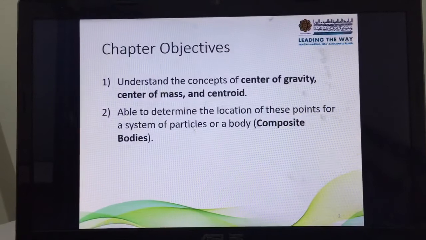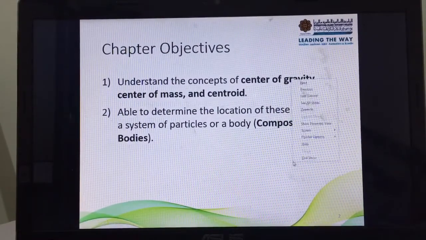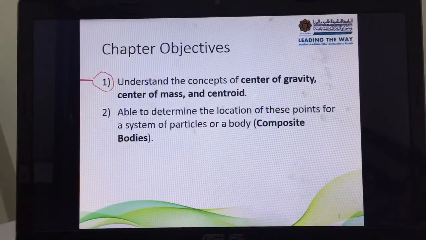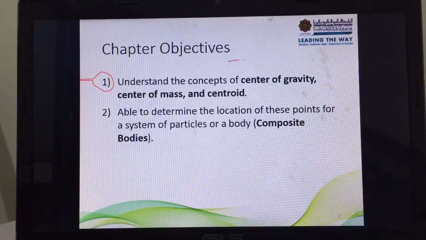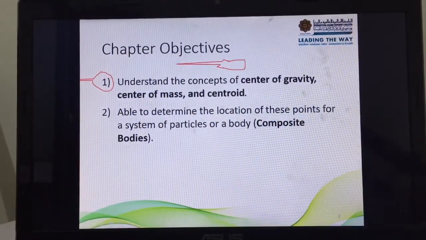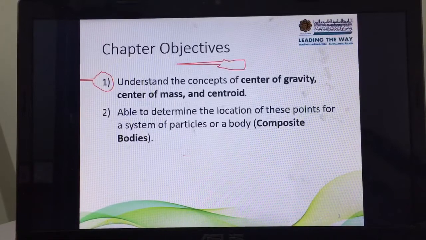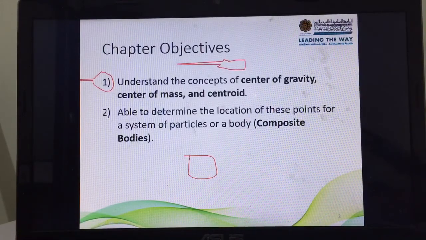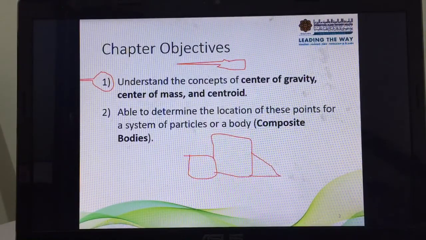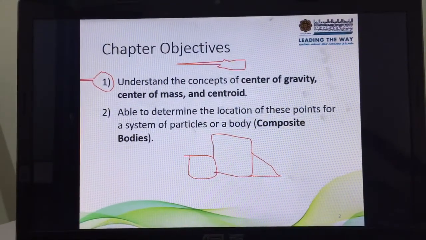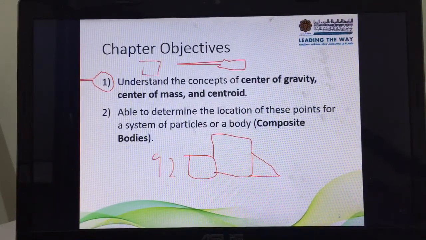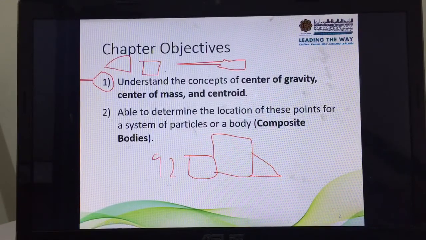In 9.1, this is on one area only. But in 9.2, you have composite bodies. For instance, you have a rectangle, and then another rectangle, and then a triangle, something like that. So this is a composite body in 9.2. In 9.1, it will be just one area, one shape.